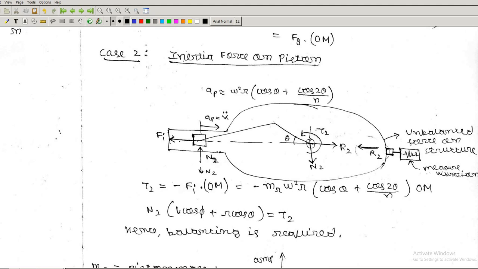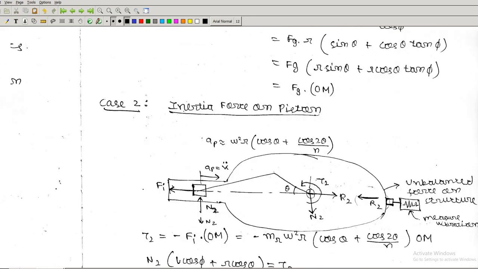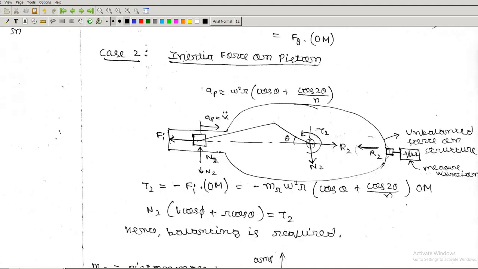But here you see this is due to the motion of the piston, coming on the piston, but it is not coming on the cylinder. So it is not coming on the structure at this end. So Fi is not acting on the structure; we are taking it to be acting on the piston, but R2 is acting. So R2 is the unbalanced force. Here we are getting PA and R1, but on the left side we are not getting anything, because Fi is only due to the motion of this. Fi is not acting on the cylinder, but R2 is acting here.